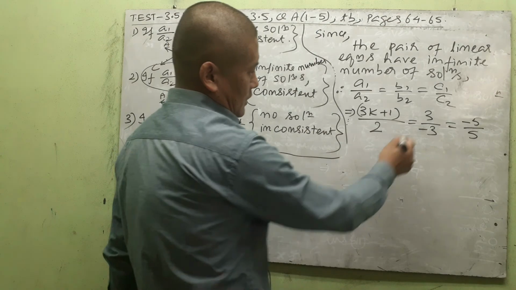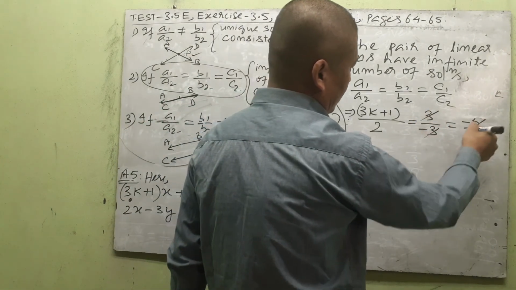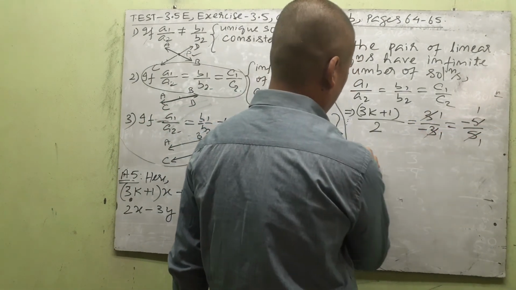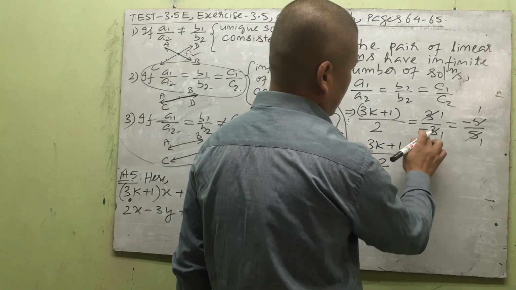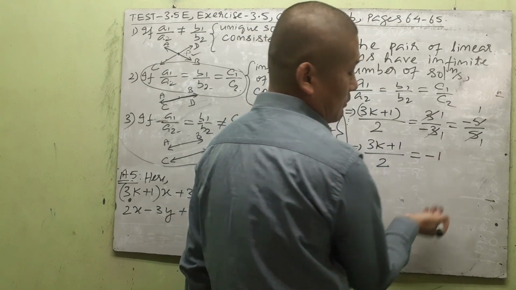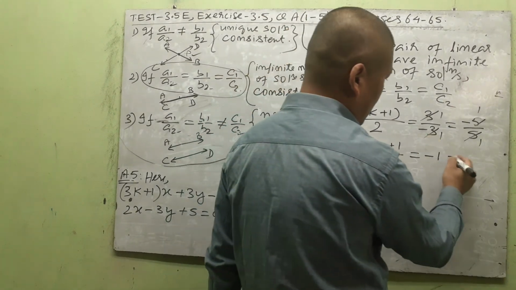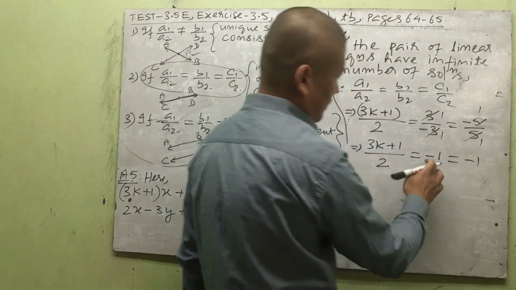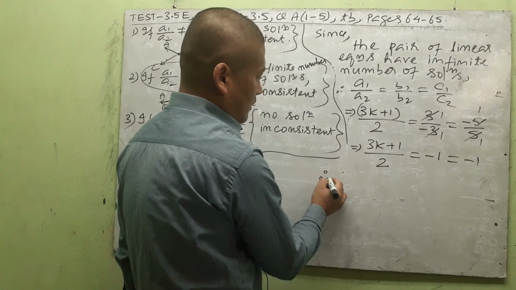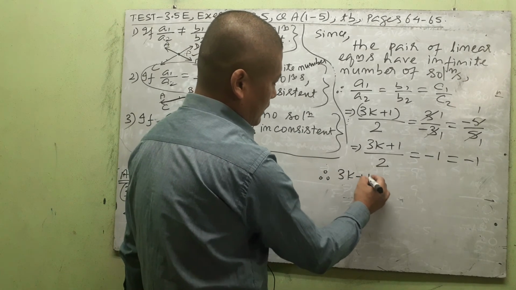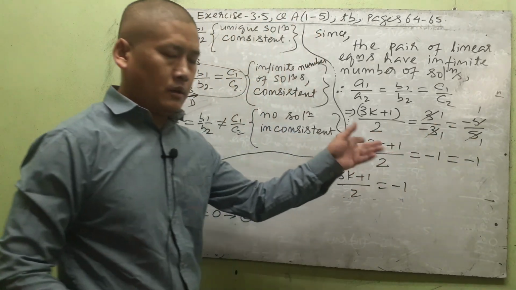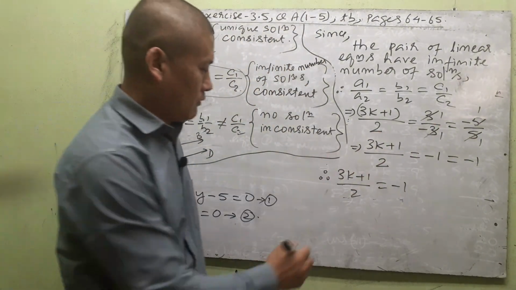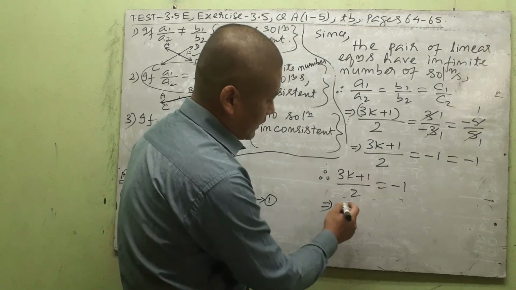So we can cancel out this one, then 1 1 1 1. You're getting here 3k plus 1 by 2, and if you have minus in the denominator, we can always bring it out. So minus 1 by 1 is minus 1. Here minus 1, so equal to minus 1 equal to minus 1. So 3k plus 1 by 2 equal to minus 1, either this or this. Don't take both, just take one. Okay, then we can now find k.